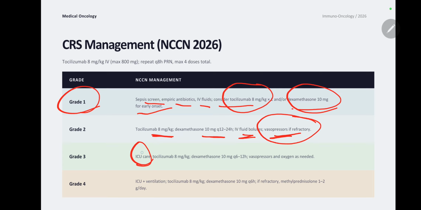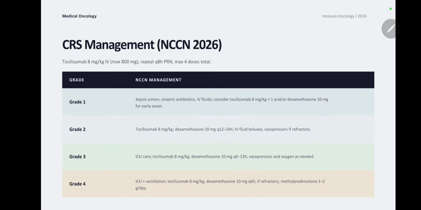Grade 3: ICU care, and we use tocilizumab and dexamethasone, and the dose and frequency will be increased. And grade 4 is ICU, ventilation, and tocilizumab, dexamethasone. If refractory, then methylprednisolone will be started. And another important thing is that tocilizumab has a maximum of 4 doses. Okay.